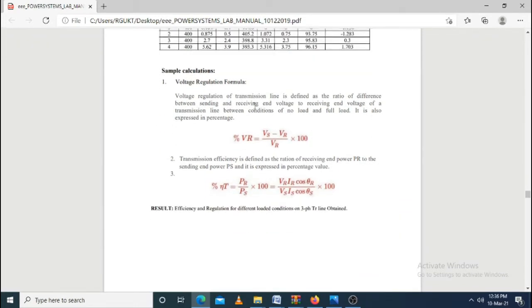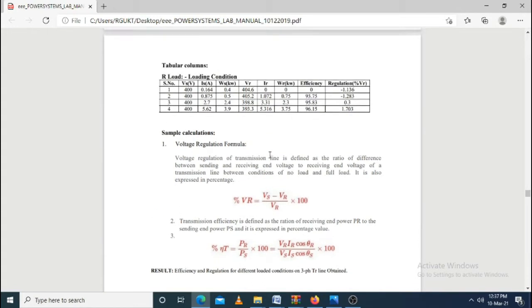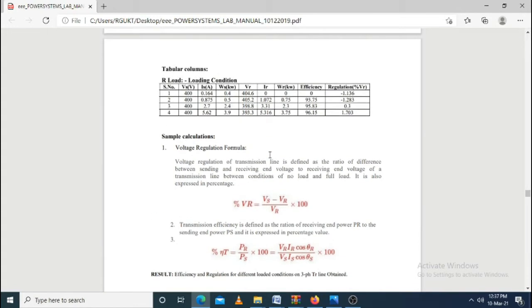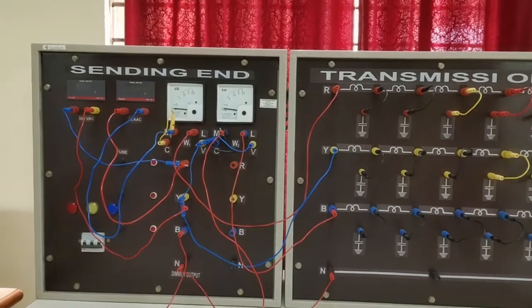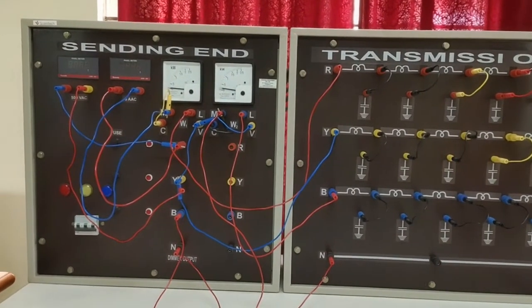In the sample calculation, voltage regulation is the sending end voltage minus the receiving end voltage, divided by the receiving end voltage, from no load to full load, times 100, and efficiency is output power divided by input power. That is how we find efficiency and regulation. This is the procedure, calculation, and precautions for the long transmission line. Then we will connect the circuit and take the readings: efficiency and regulation of a three-phase transmission line model.